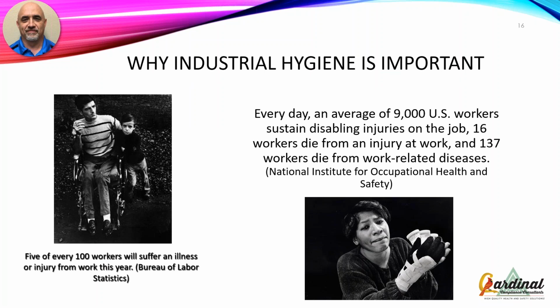Every day, according to the Bureau of Labor Statistics, or NIOSH, an average of 9,000 workers suffer disabling injuries on the job. 137 workers per day die from a work-related disease. Think about that. That's a pretty big morbidity rate when you think about it. And a lot of times, they don't even realize what they're dying from is work-related.